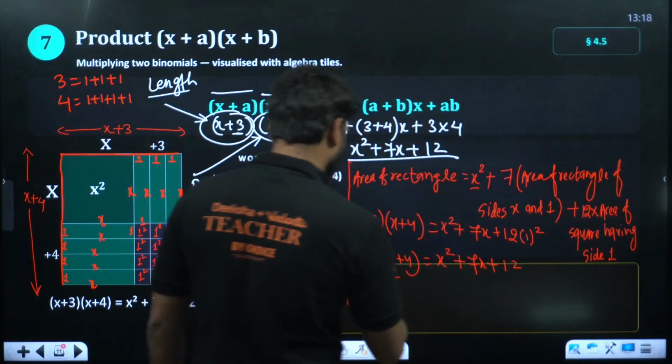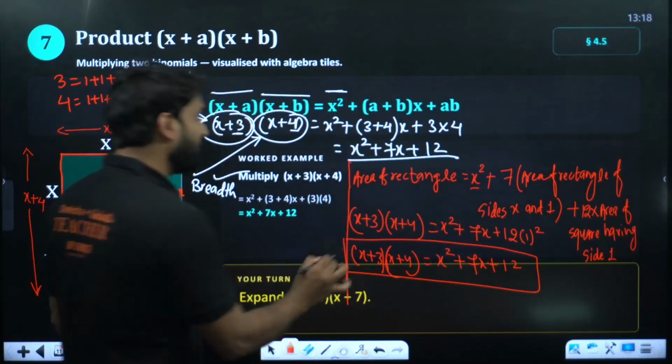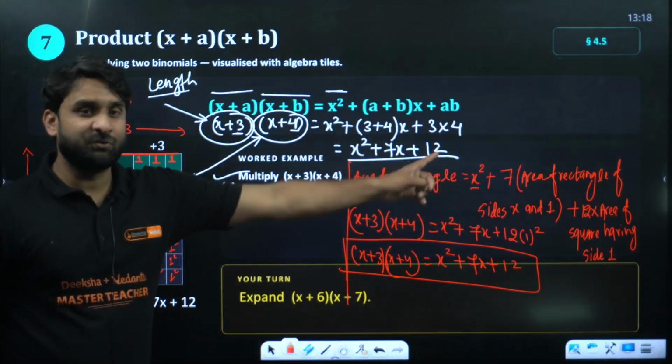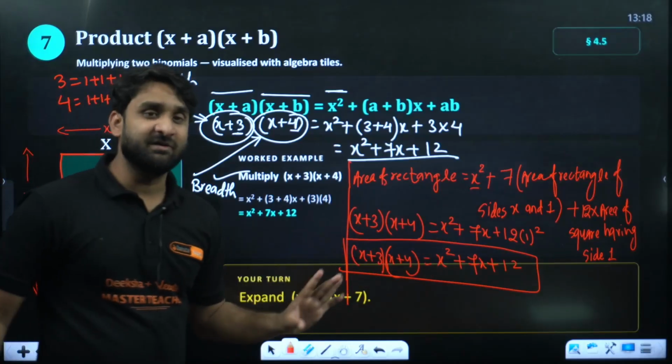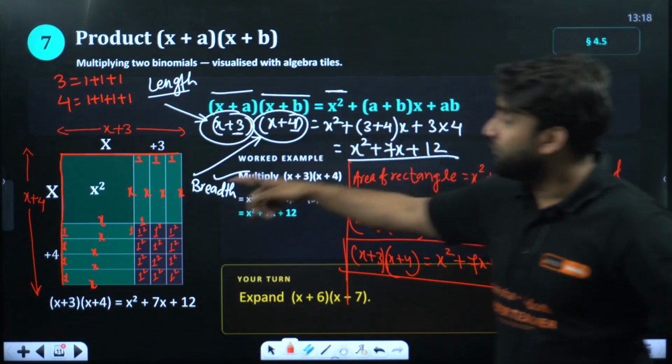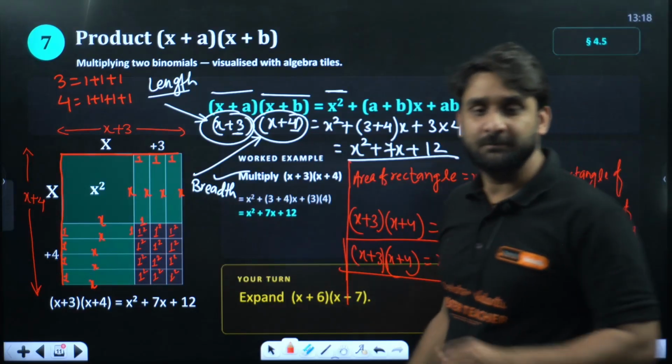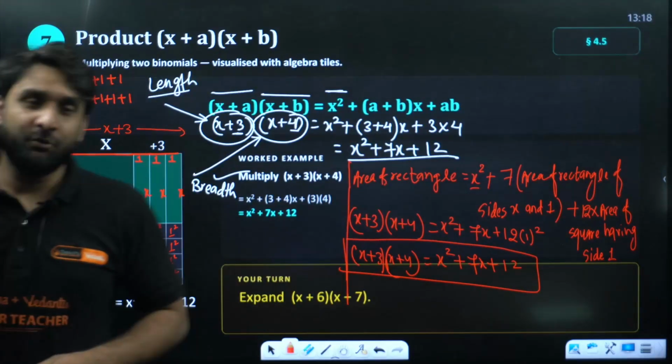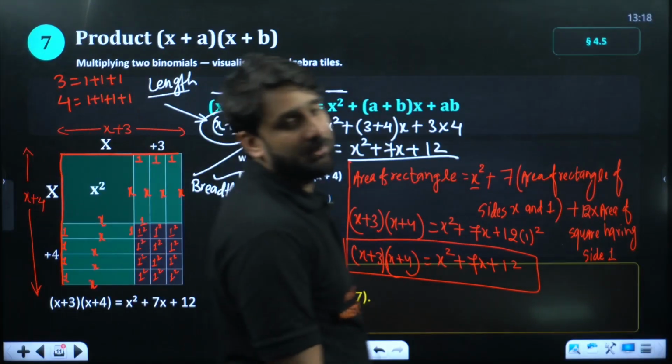Can you please match the answer? What was the result? X square plus 7x plus 12. Hence, this identity is proved absolutely correct. We have proved it with the help of geometry. So this is all about it, champion.